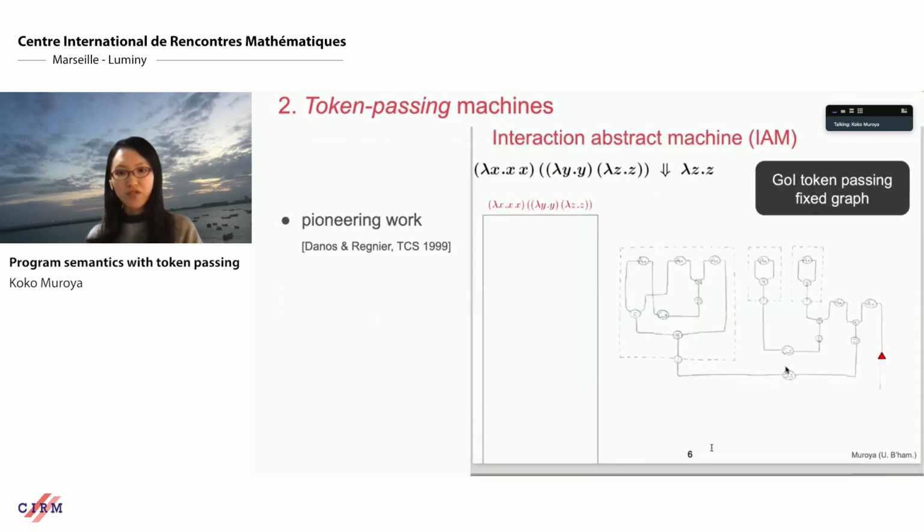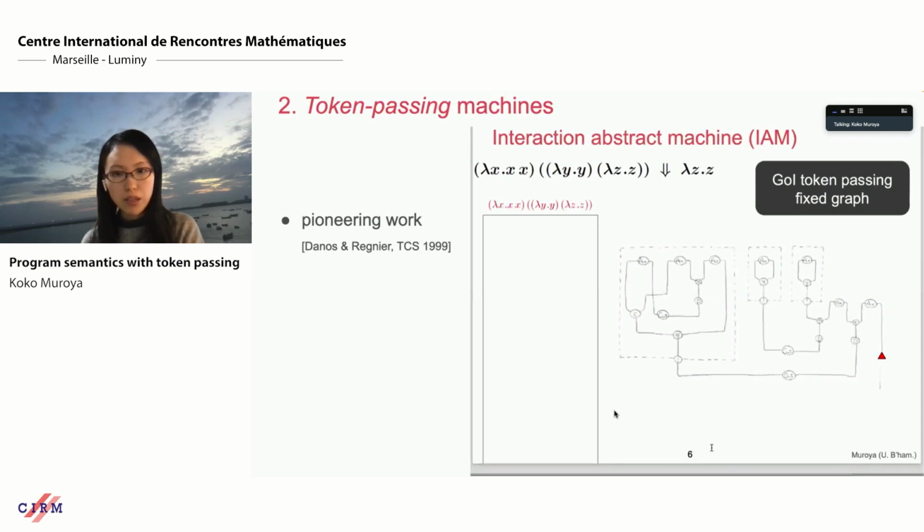So this video is taken from my old slide, and it shows a token passing machine called an interaction abstract machine. Perhaps it is actually the Geometry of Interaction abstract machine, for those who know it well, given by Danos and Regnier. We are trying to evaluate this lambda term. The first thing we do is to translate the term into a proof net like this.